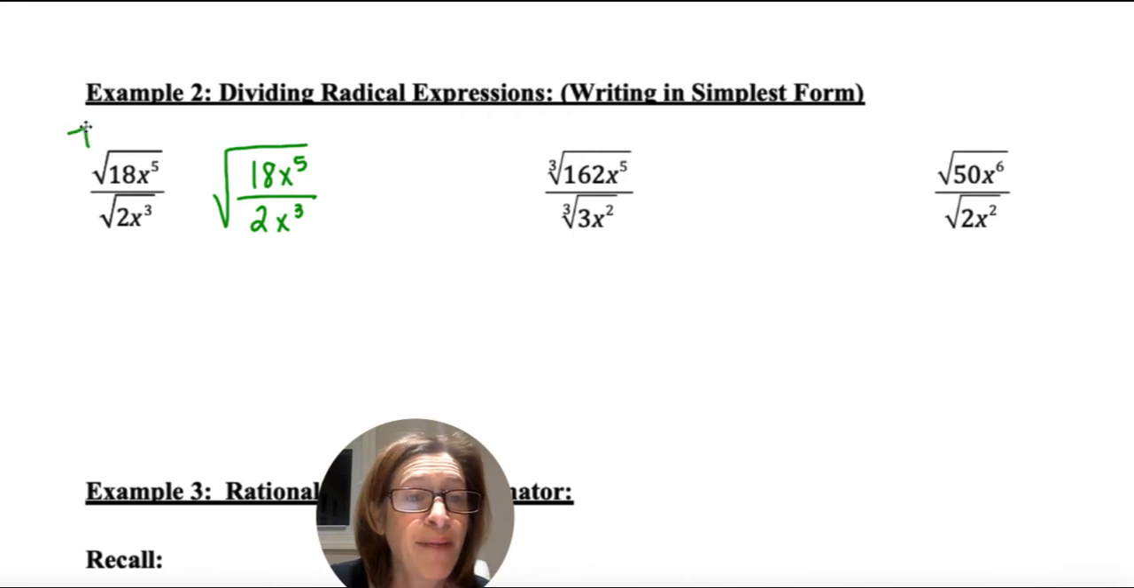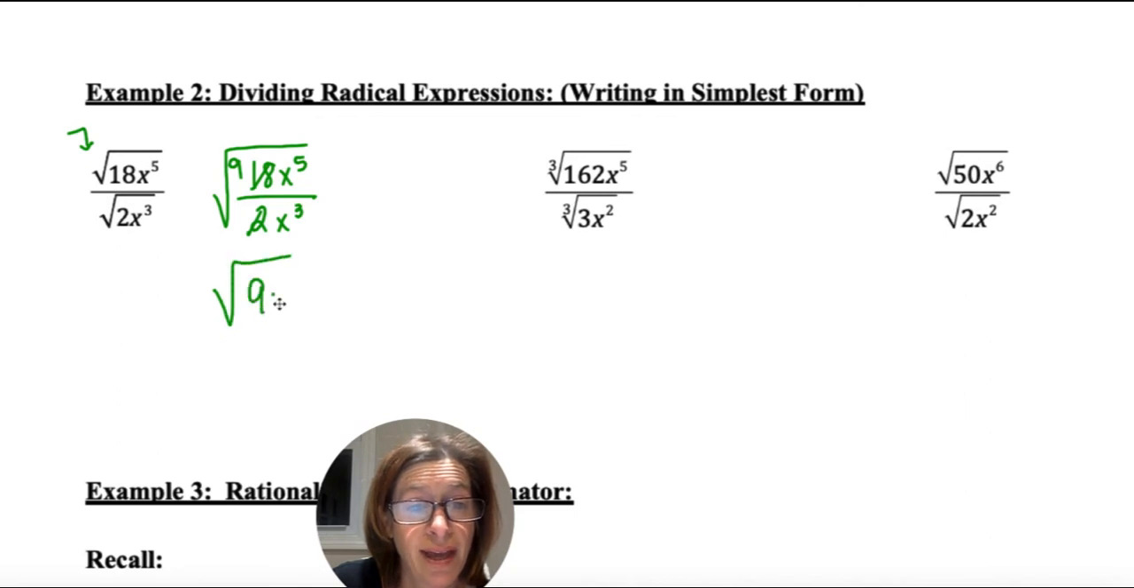Now, since they both have the same index, you can divide them. And they are both radicals, so you can divide them as well. So 2 goes into 18 9 times, so you can simplify. And then you can simplify with the properties of exponents. So x to the 5th over x cubed would give me x squared, so 9x squared.